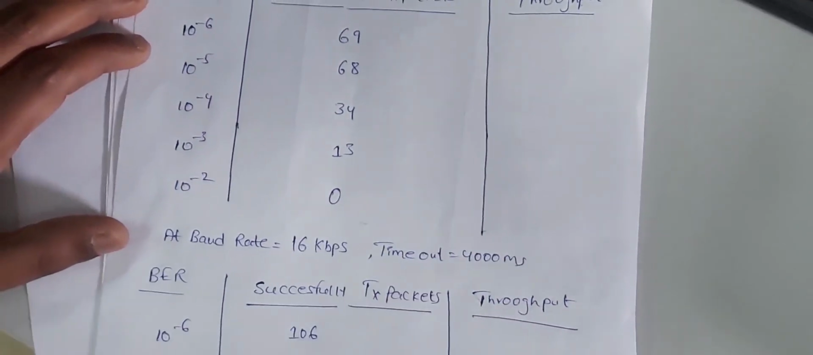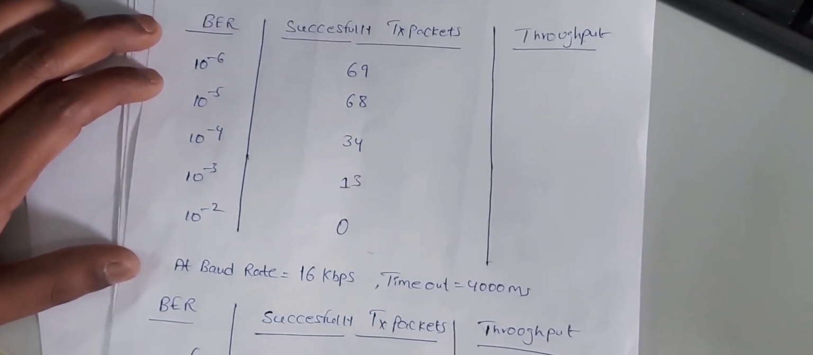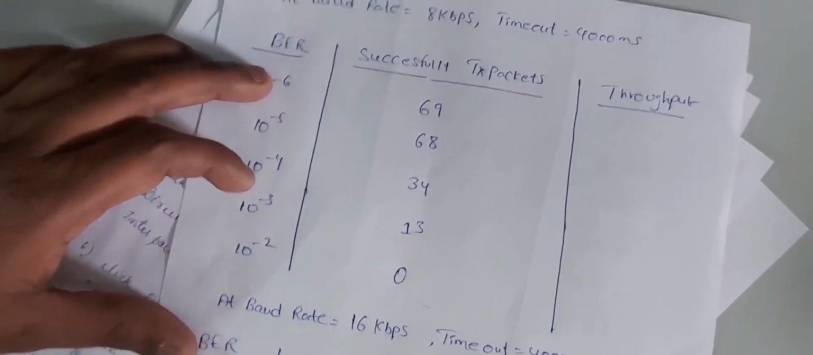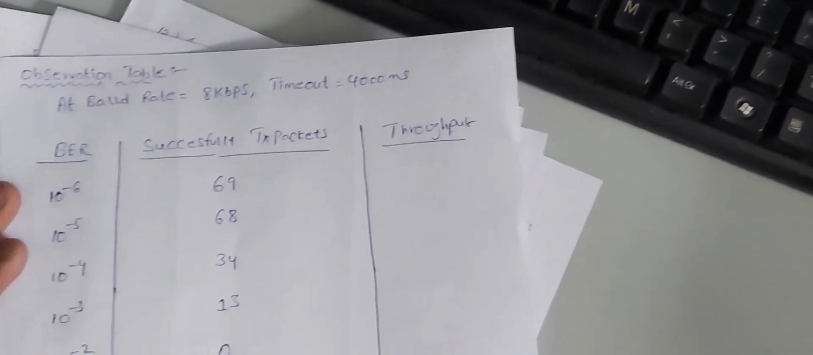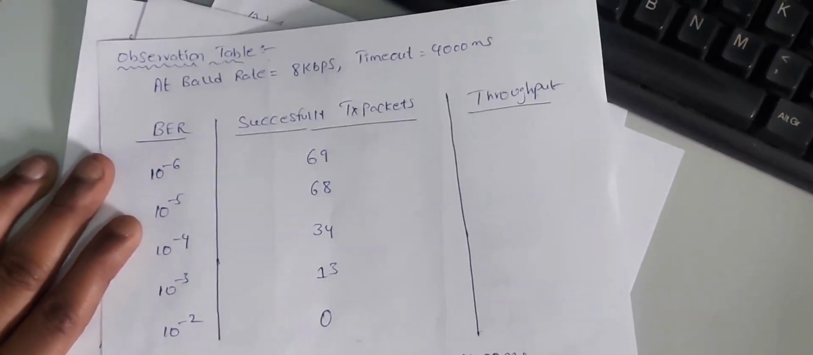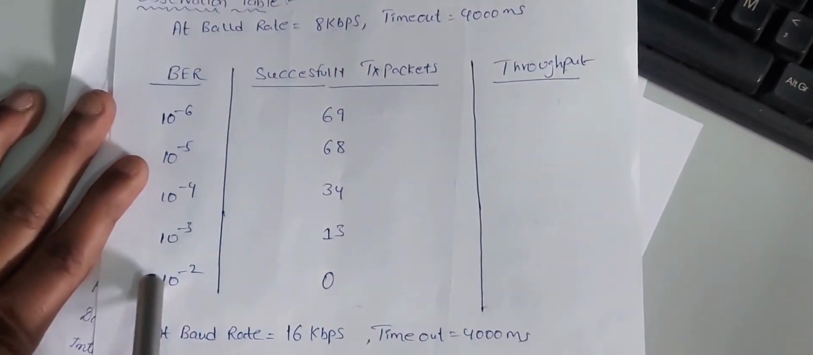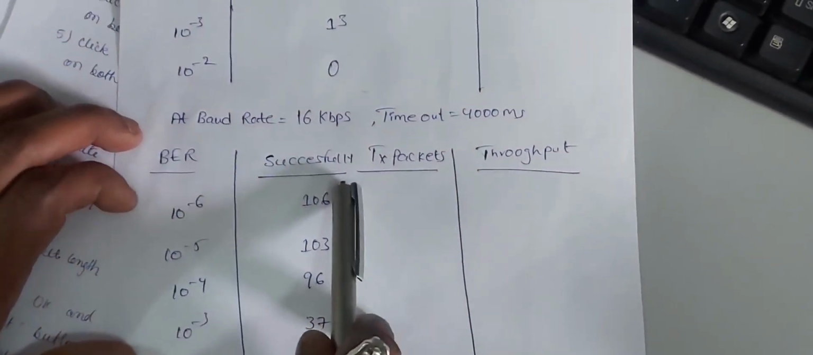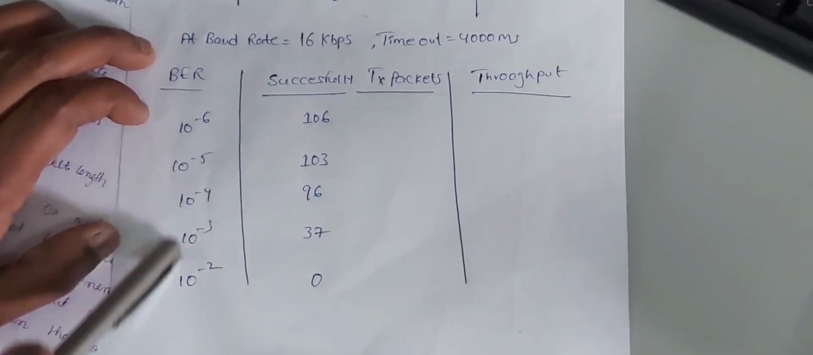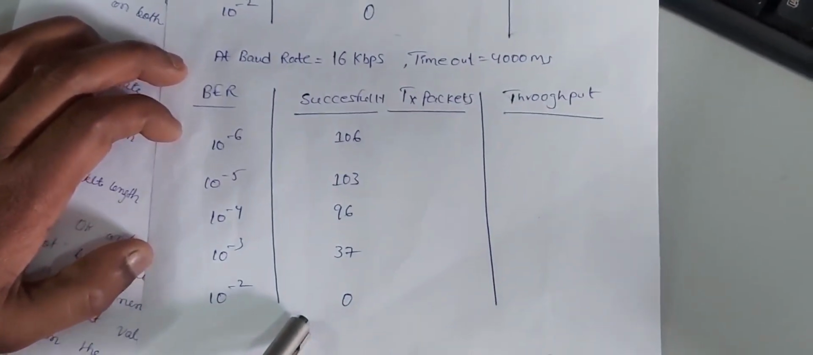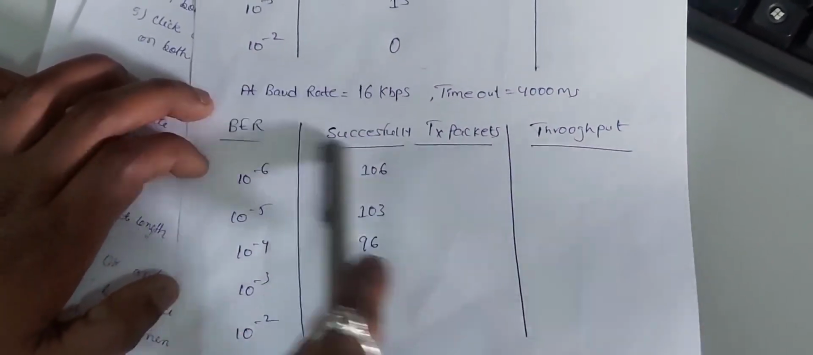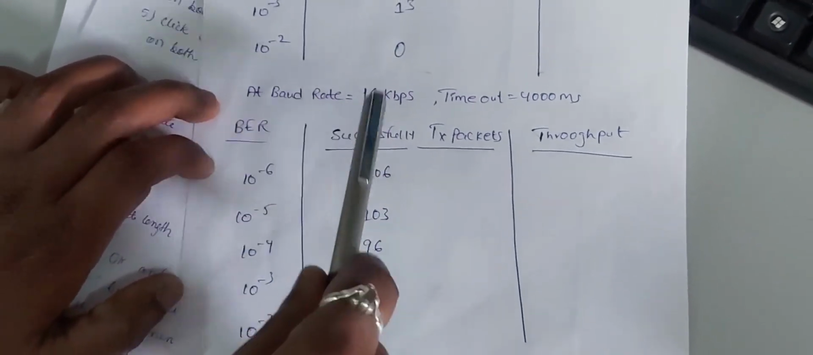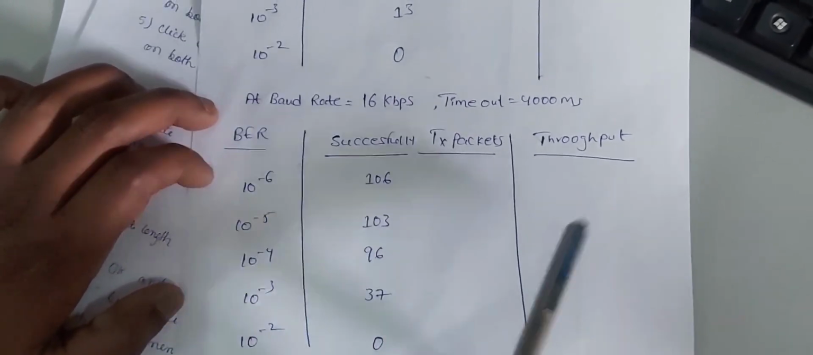The throughput is calculated as the number of successfully transmitted packets times packet length times 8, divided by the duration of the experiment times data rate. By using that formula you can calculate the throughput value at baud rate 8 kbps. Next, this table is for baud rate 16 kbps and the timeout is 4000 milliseconds. These are the bit error rates we have varied, and we have got these successfully transmitted packets. Now we need to calculate the throughput using the same formula, but the bit rate is changed from 8 kbps to 16 kbps. Include this in the formula and calculate the throughput values.